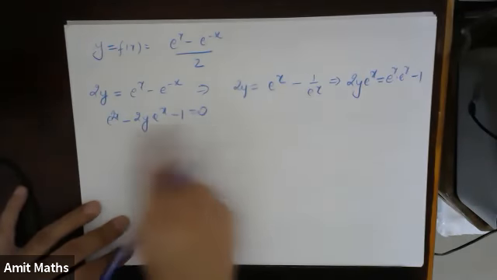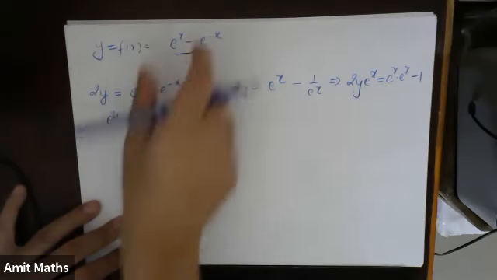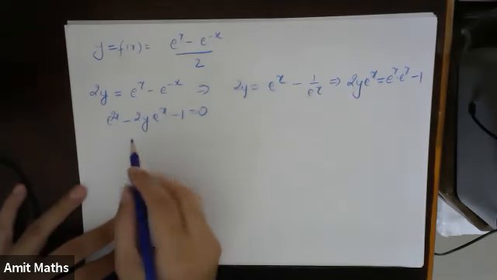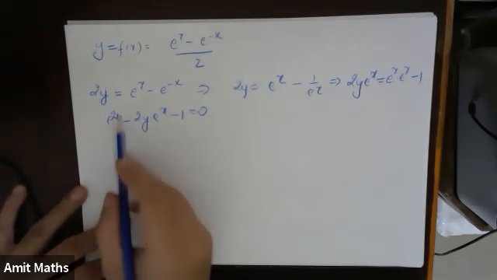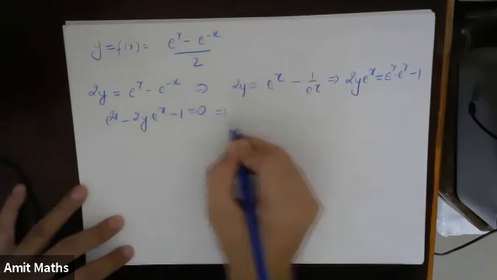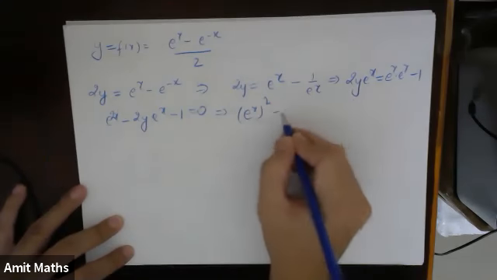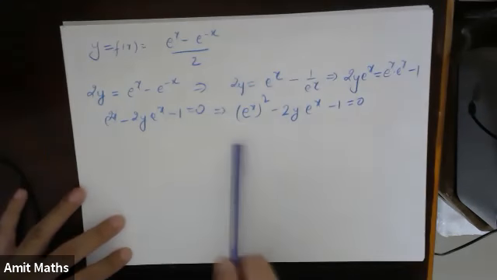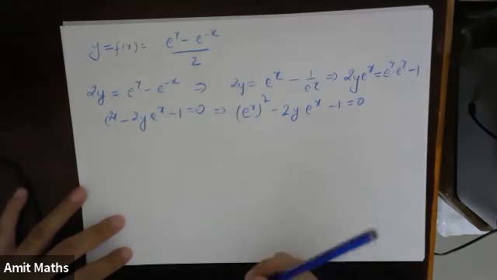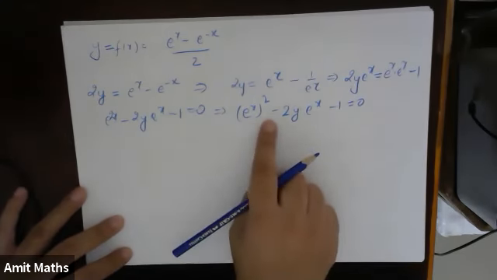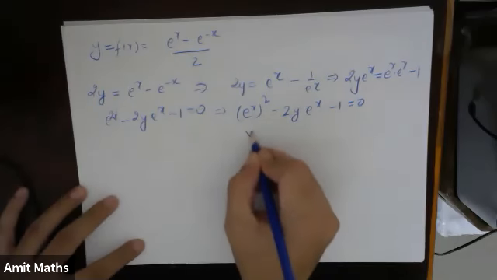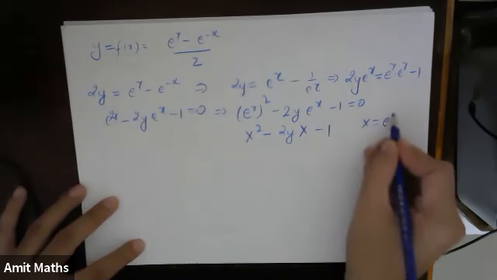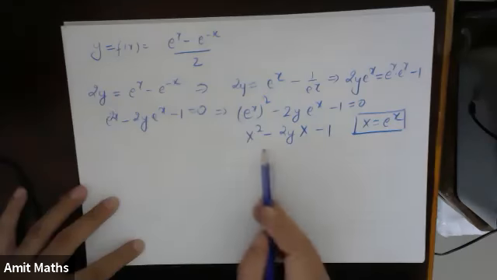When I equate it equal to y, I just cross multiply. This is just solving. Now this is a quadratic equation in e to the power x. This is nothing but e to the power x whole square minus 2y into e to the power x minus 1 equal to 0. This is quadratic in e to the power x. So if I treat this as capital X square minus 2y into capital X minus 1, where capital X is equal to e to the power x.